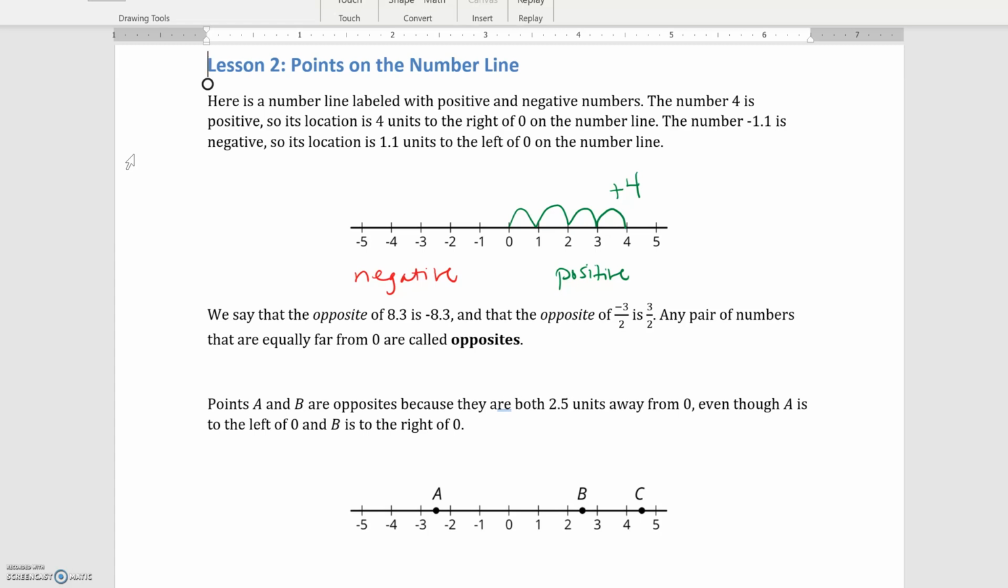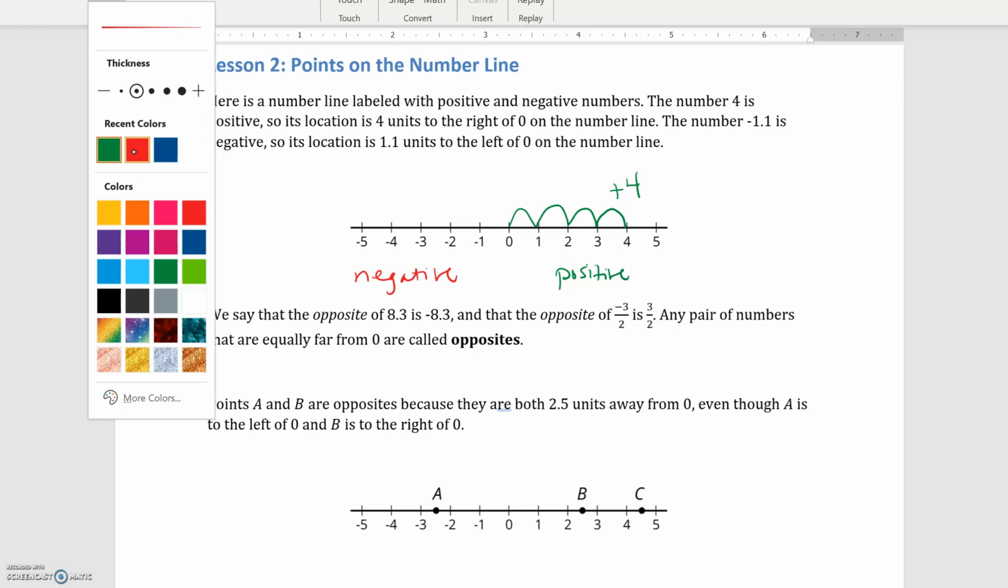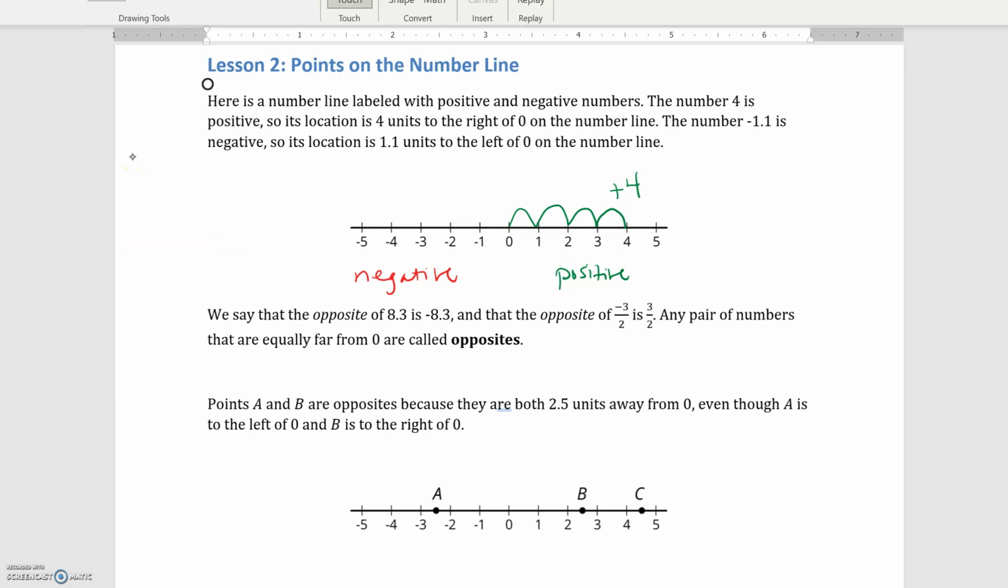The number negative 1 and 1/10 is negative, so its location is 1 and 1/10 units to the left of 0 on the number line. So let's demonstrate that, where if I go from 0, I'm going to go 1 unit, an extra tenth, so a little bit to the left of negative 1, to get a number of negative 1 and 1/10.